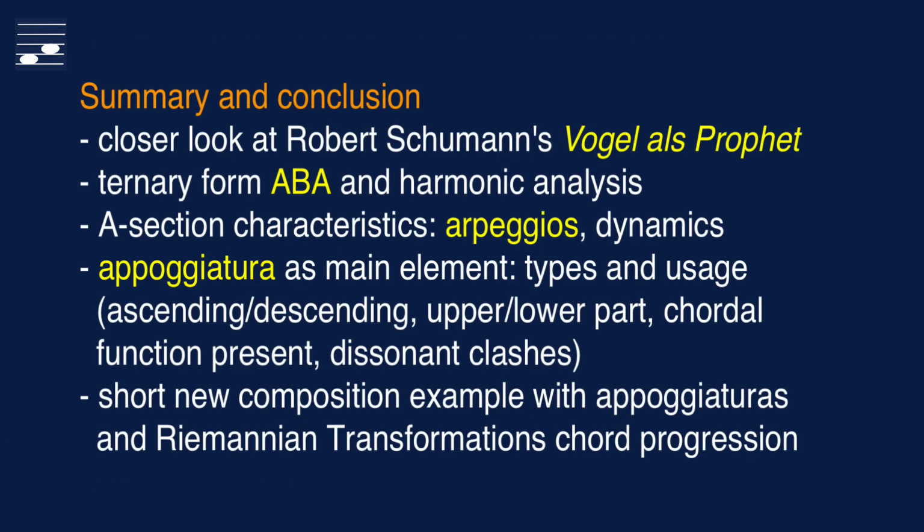Hopefully you've gained something out of this closer look at Schumann's Vogel als Prophet. Our discovery journey started at the global level, recognizing the ternary form and listing the basic harmonies. Then we zoomed in on the real beauty and unique aspect of the A section, the continuous usage of arpeggio plus appoggiatura patterns without a traditional melody. I listed all appoggiatura types in the piece, demonstrating where and how Schumann controls the effect and creates an amazing tension curve throughout the phrases.